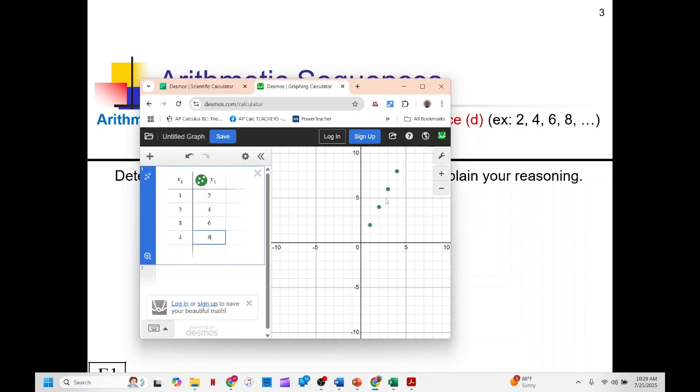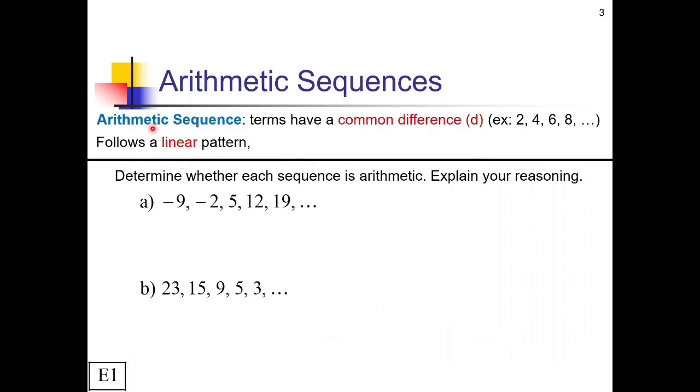And if we look at the graph of this thing, if we were to connect the dots, we can see that this thing is pretty clearly a linear sort of pattern. So I'm going to say an arithmetic sequence follows a linear pattern. I don't want to say it's a linear function because that would imply that there was something in between these points here, and there isn't, right? It's only the whole numbers that we're plugging in for our domain, but it's a linear pattern.